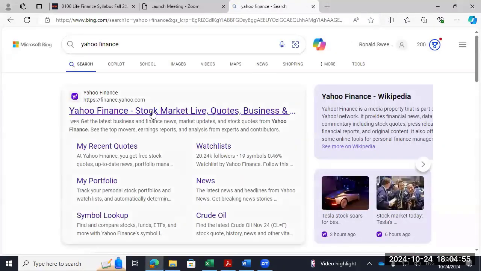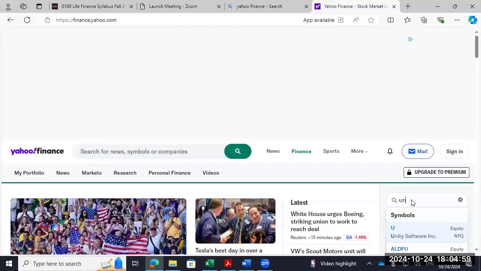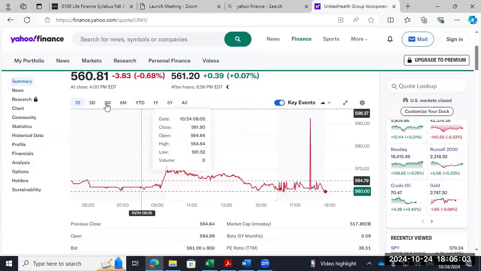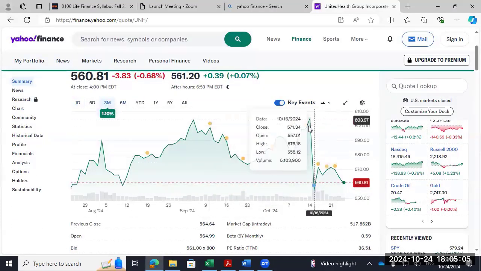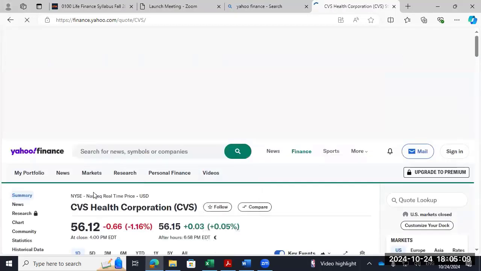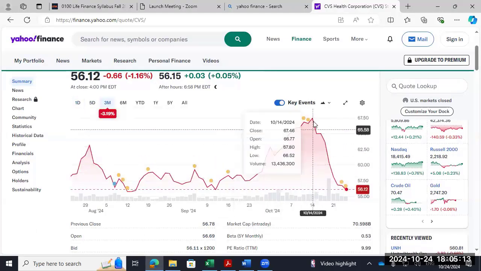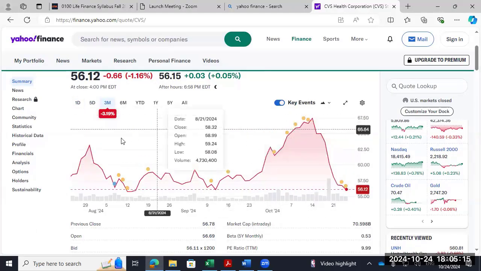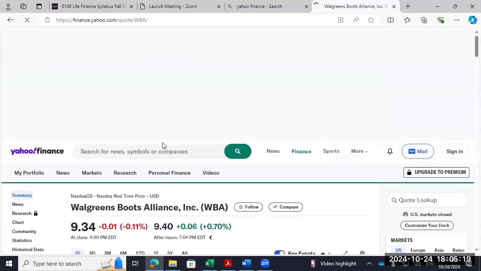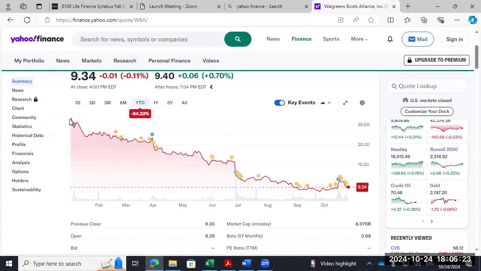Something's definitely going on in the healthcare industry. So United Health. And look at that drop. CVS. Look at that drop that they just had. Walgreens. Boy, you can do year to date on Walgreens.